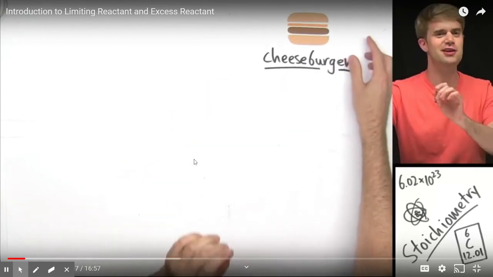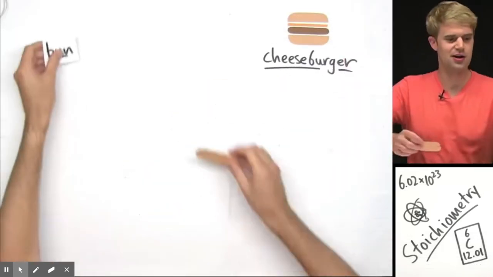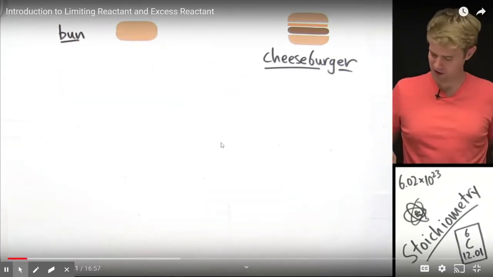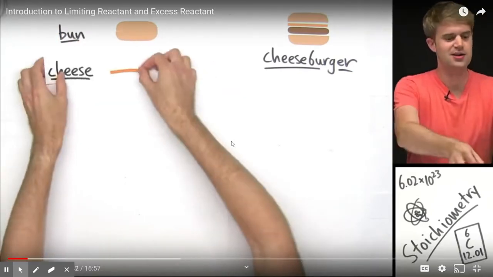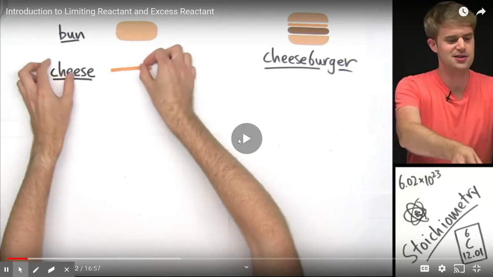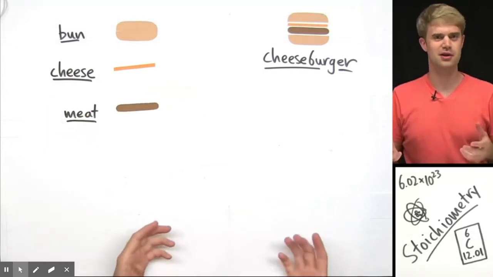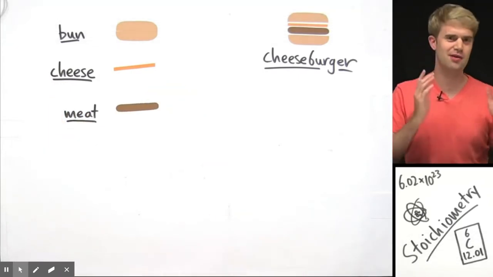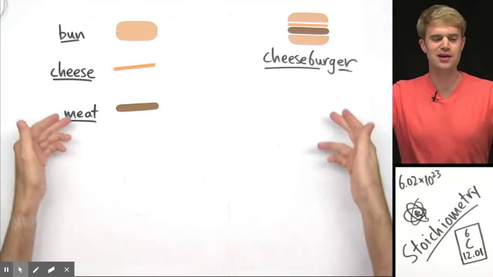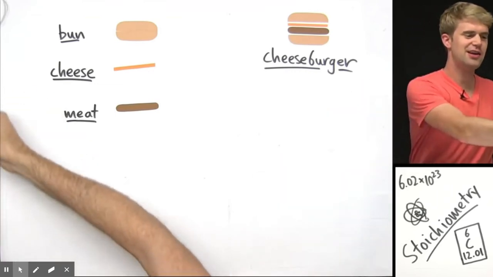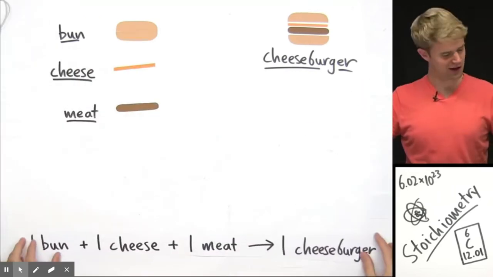Let's say you're having some friends over for a barbecue. You want to make some cheeseburgers. All right, here's what you're going to need to make them. You're going to need a bun. You're going to need a slice of cheese, and you're going to need a piece of meat. Now, since we're comparing chemistry and cooking, we can write the recipe kind of like a chemical equation. All right, here it is.